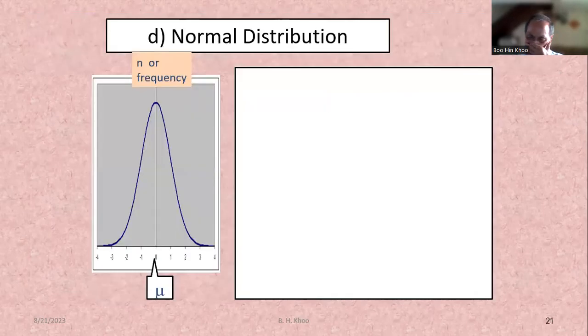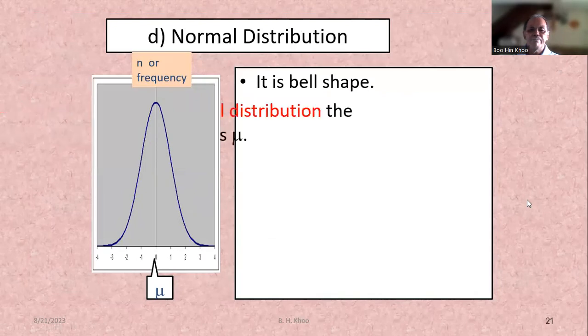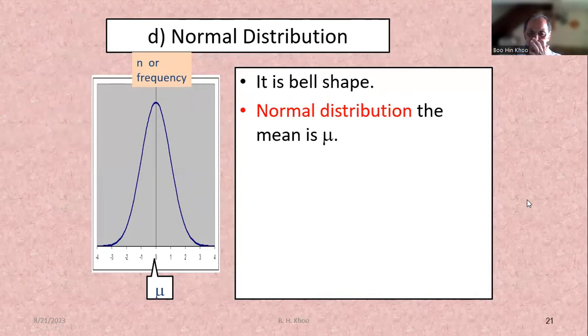Or we can use the normal distribution. Take a lot of readings and then draw the graph, and that gives the mean value. That's the frequency: how many of them have this true value, how many are below, and how many are above the true value or the mean value? It's a bell shape. Normal distribution, the mean is mu. Mu is the mean value.